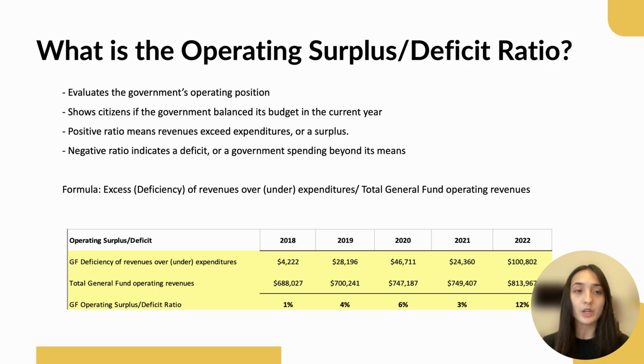The formula for this ratio is the excess or deficiency of revenues over or under expenditures divided by the total general fund operating revenues. A positive ratio indicates a surplus, which means that revenues exceeded expenditures in the current year, and a negative ratio indicates a deficit, meaning that the government did spend beyond its means in that current year. We'll be discussing this a little further in our analysis portion on the chart slide.